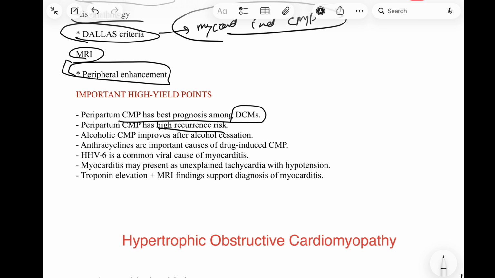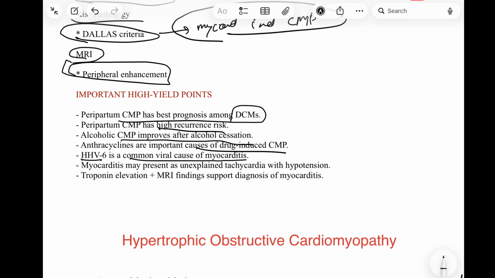Alcoholic cardiomyopathy improves after alcohol cessation. Perfectly acceptable. Then anthracyclines are an important cause of drug-induced cardiomyopathies. HHV6 is a common viral cause of myocarditis which results in cardiomyopathy, right?